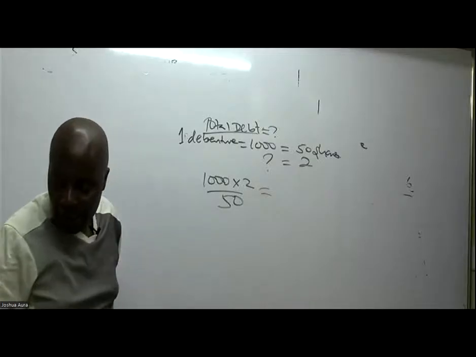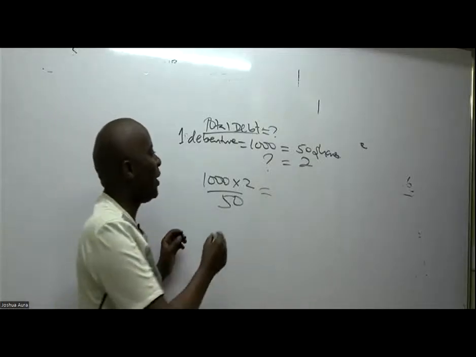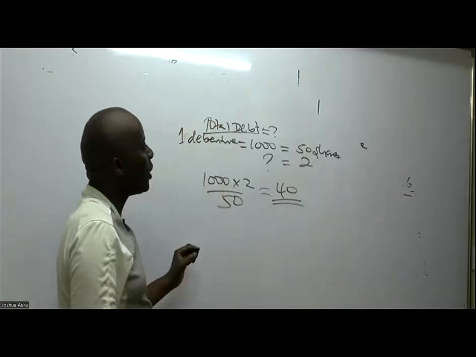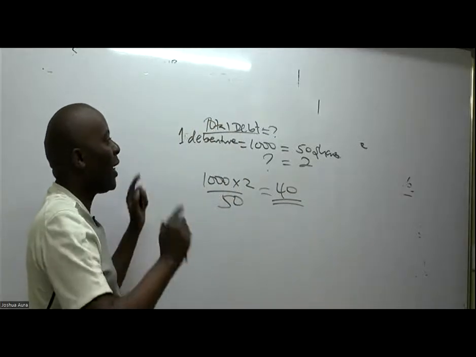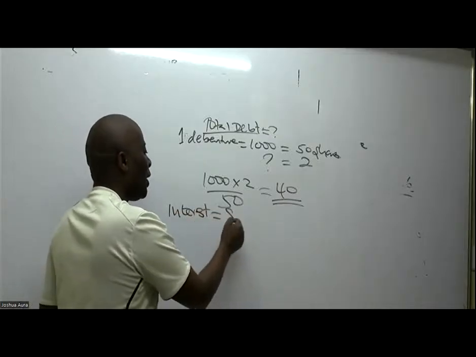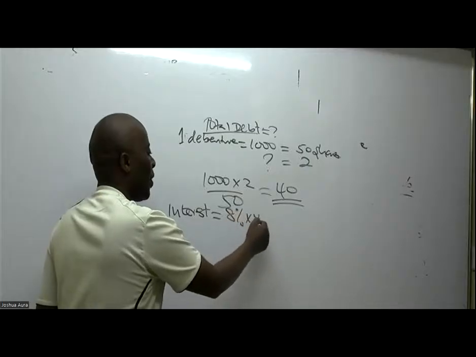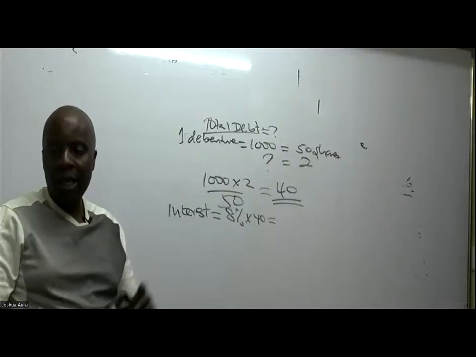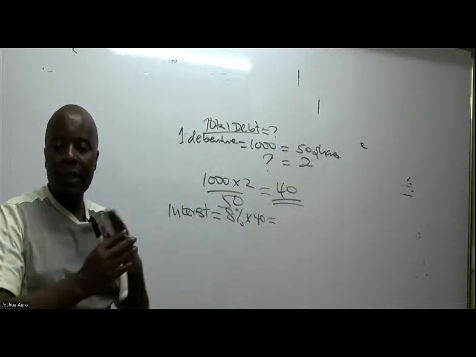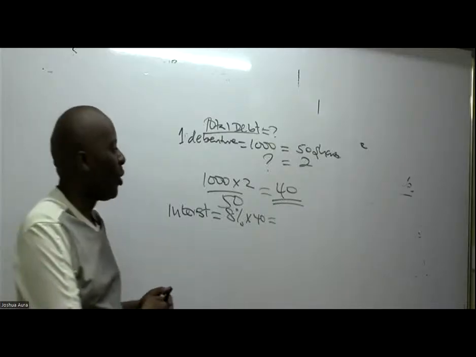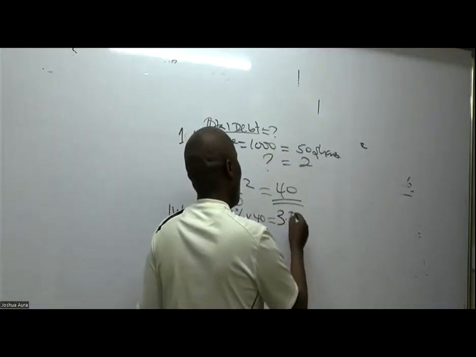Total debt: 40. Thank you very much. So if this is the total debt, what we want here is the interest amount per annum. The interest rate given is 8%. 8% of 40 will end up giving me 3.2 million.